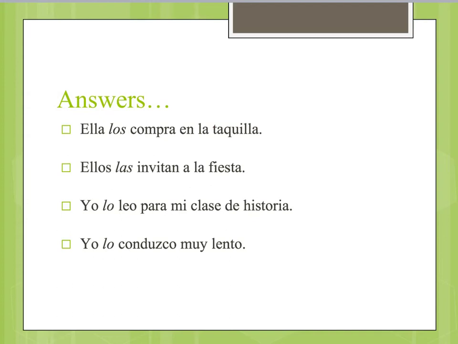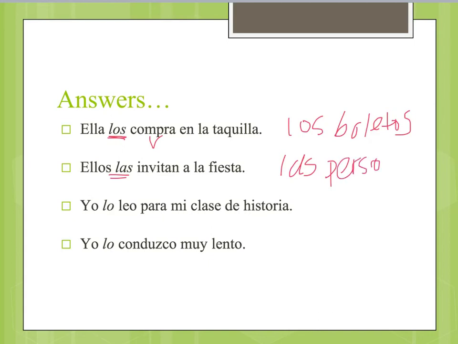Here are the answers. Notice my los. Los was replacing my los boletos, if you remember correctly. So I use the masculine plural form. I kick it to the front of my verb, and I have ella los compra en la taquilla. Next one says, ellos las invitan a la fiesta. That las is replacing the las personas, which are feminine and plural. So, ellos las invitan a la fiesta.